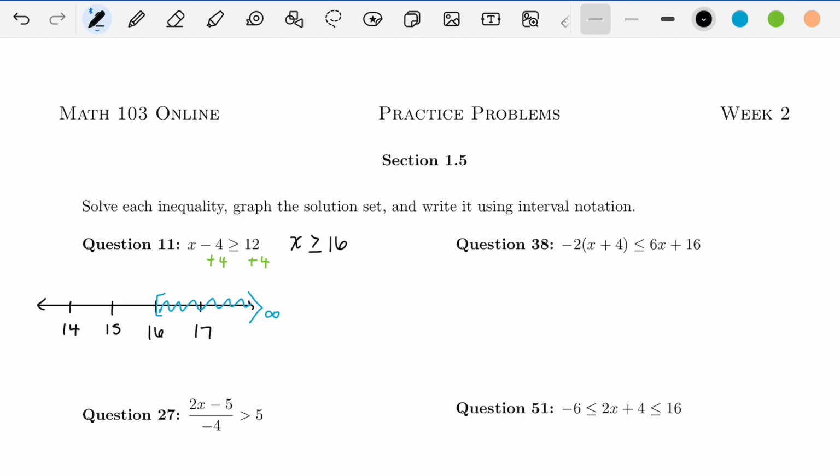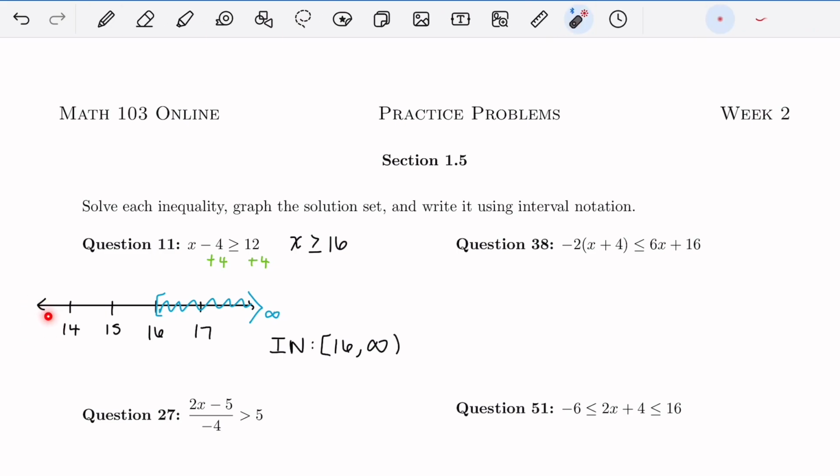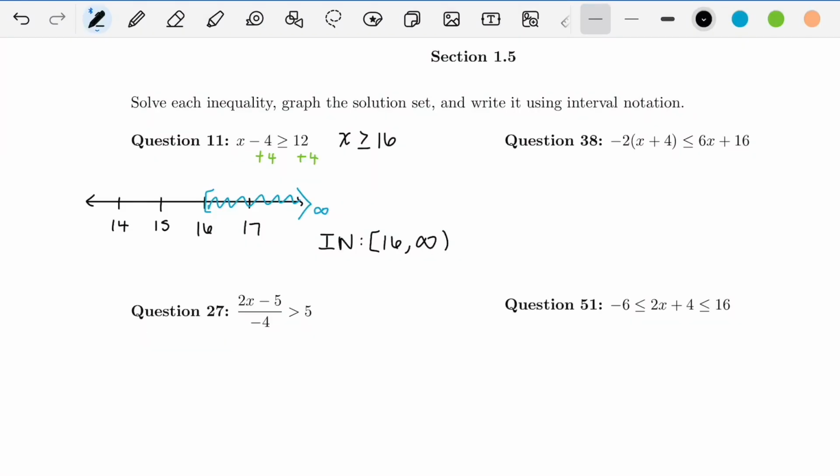All right, and lastly, we want to write this using interval notation. So I'm just going to abbreviate that with IN. And then in interval notation, we're going to use a bracket again to include 16. And then going all the way up to infinity. Now, as you know from the textbook and the lecture videos that Pearson provides, we're going to use a parenthesis when we're dealing with infinity because it's not an actual number. So with positive infinity or negative infinity, if we're continuing on in this direction, we're always going to use a parenthesis.